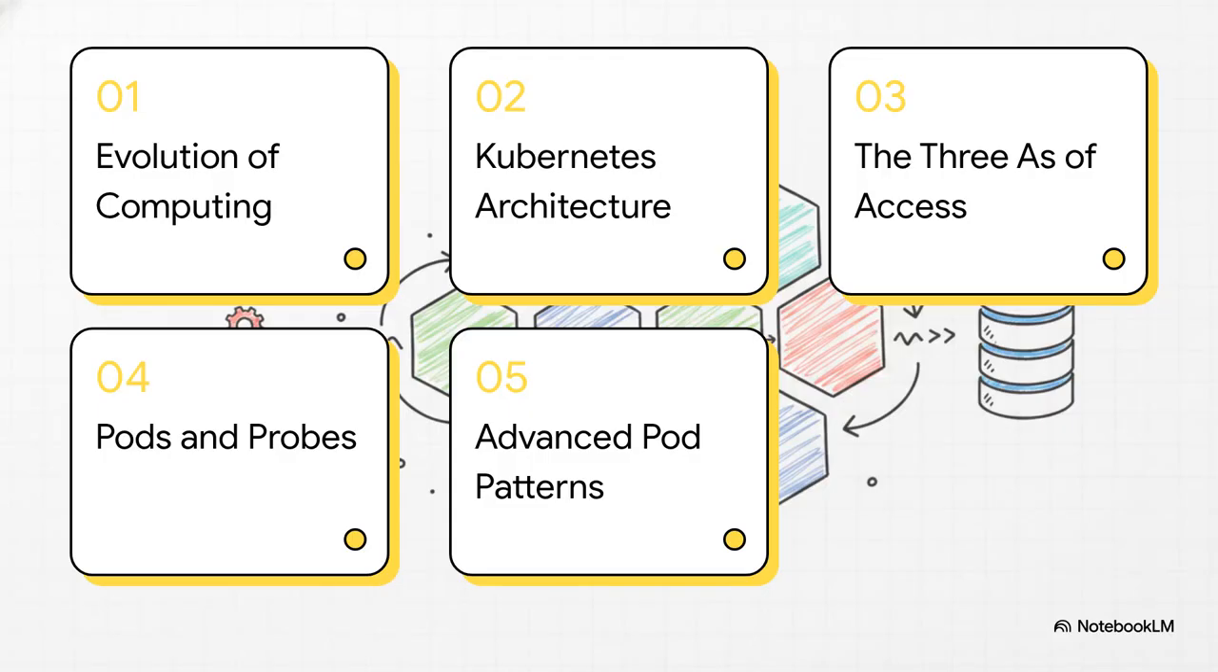Here is our roadmap for today's journey. First up, the evolution of computing. Second, inside Kubernetes architecture. Third, the 3 A's of access. Fourth, demystifying pods and probes. And finally, advanced pod patterns.